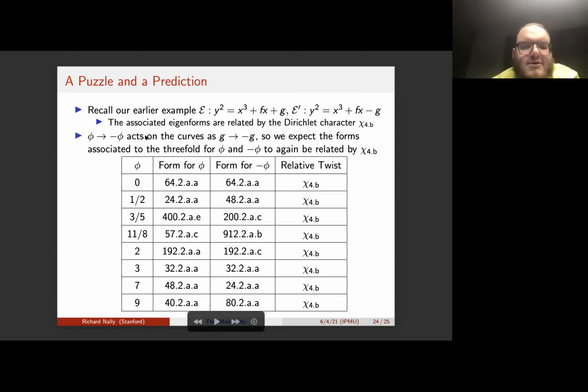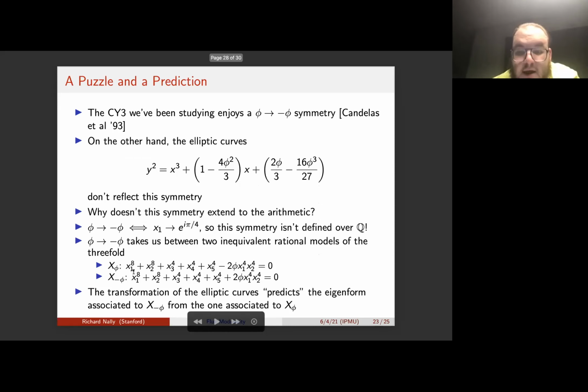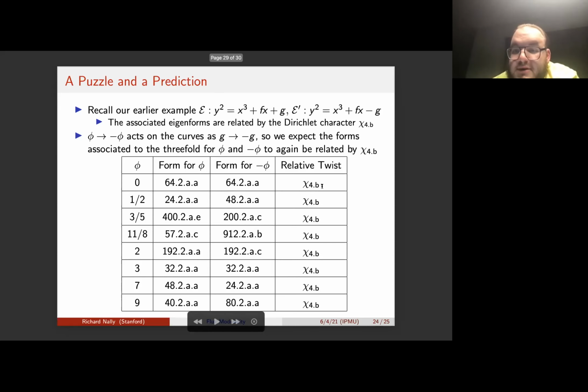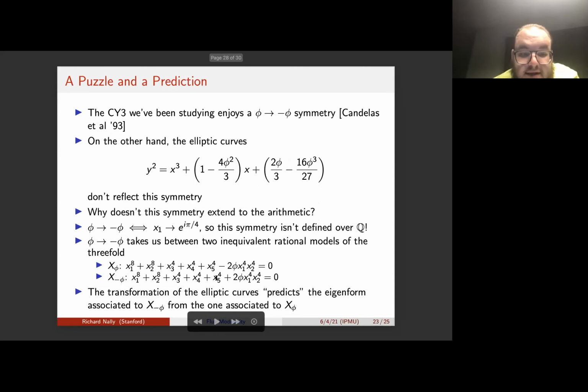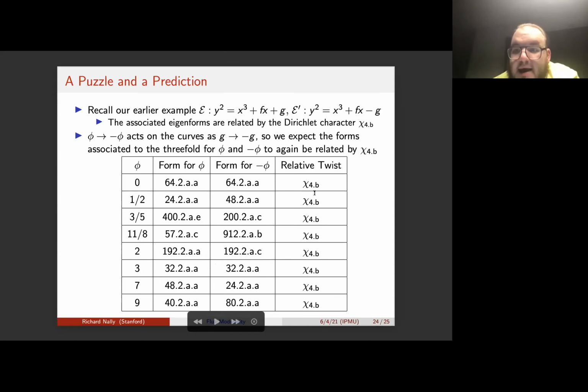And since phi goes to minus phi acts on the curves as g goes to minus g, if we take seriously the idea that the modular form associated to the threefold has to be the one associated to the elliptic curve, then this tells us what the relative twist between these two eigenforms for any fixed phi has to be. They have to be twisted by this chi sub 4b. And for every point we've checked, it's true. The modular forms associated to these two rational models at the same point in moduli space are related by this twist, exactly as follows from the F-theory.